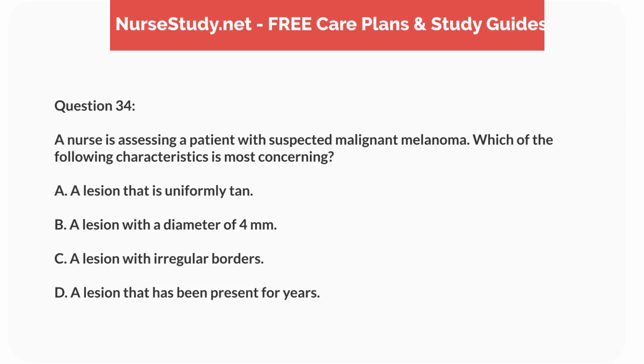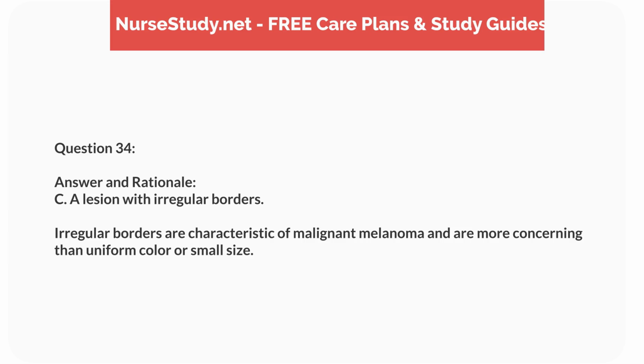Question 34. A nurse is assessing a patient with suspected malignant melanoma. Which of the following characteristics is most concerning? A. A lesion that is uniformly tan. B. A lesion with a diameter of 4 mm. C. A lesion with irregular borders. D. A lesion that has been present for years. Answer and rationale. C. A lesion with irregular borders. Irregular borders are characteristic of malignant melanoma and are more concerning than uniform color or small size.